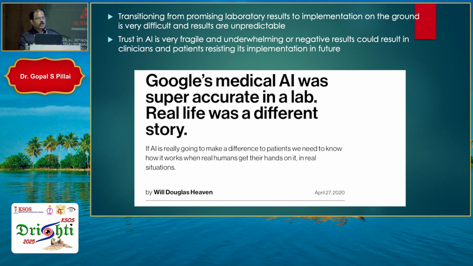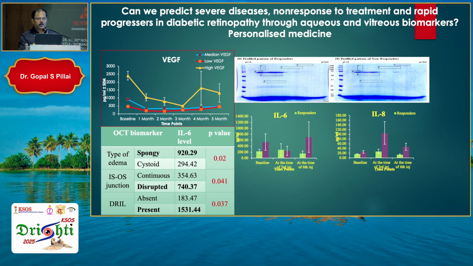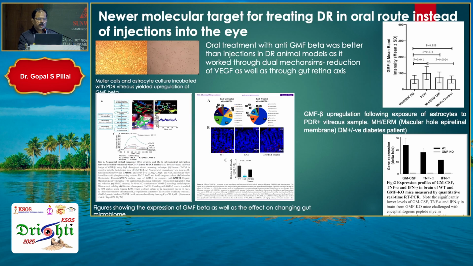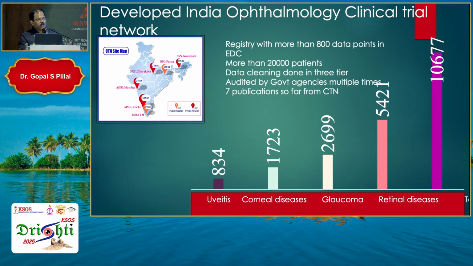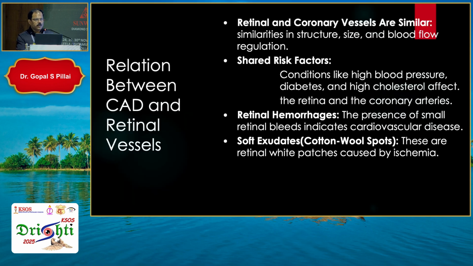And at that point of time, I was also a little busy with basic biology work, predicting diseases and non-response to treatment using cytokines. There's a newer molecular target for treating diabetic retinopathy orally, which we found, which also works through the gut-eye axis. There's a topical anti-VEGF and steroid combination which can be used inside the eye, and we also developed the Indian Ophthalmology Clinical Trial Network with over 20,000 patients, each patient having 800 data points.